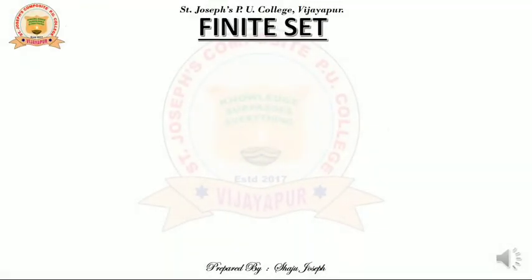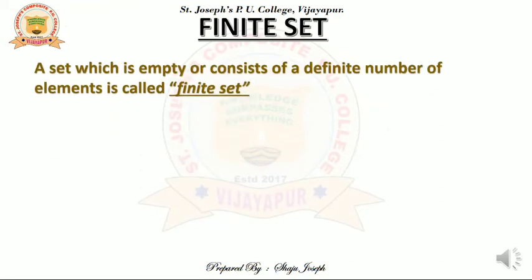Next kind of set is finite set. What is a finite set? A set in which the number of elements, if you can definitely count it, if it is a definite number, then such a set is called finite set. We can rephrase the same. A set which is empty or consists of a definite number of elements is called finite set.